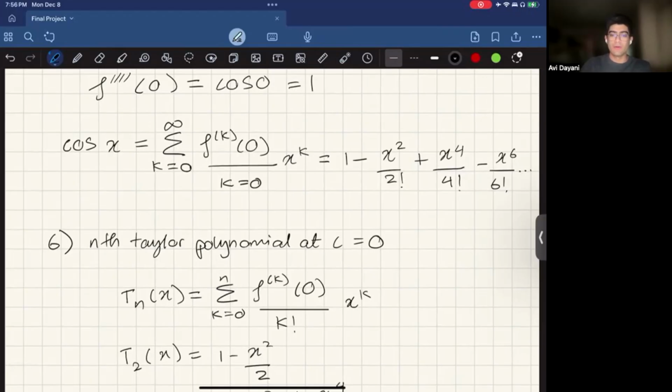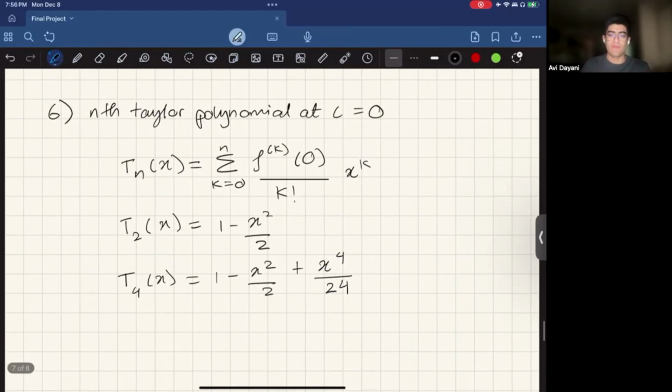Now the notes define the nth Taylor polynomial. So you just stop the infinite series after the x raised to the power n term. For cos x at zero, I've written out what it would look like. Similarly, I've done the same for the degree two Taylor polynomial, and then also the degree four Taylor polynomial. The textbook describes these as tangent polynomials.